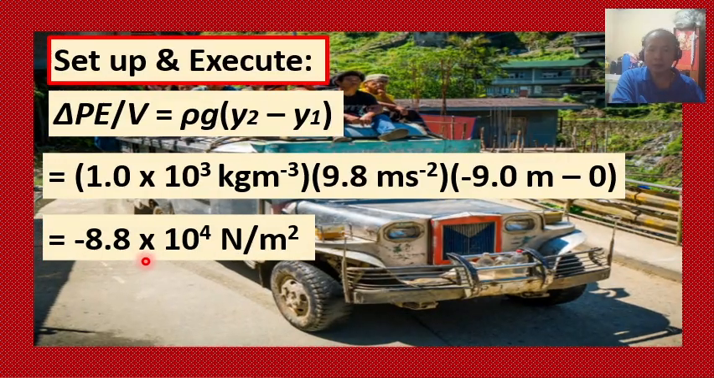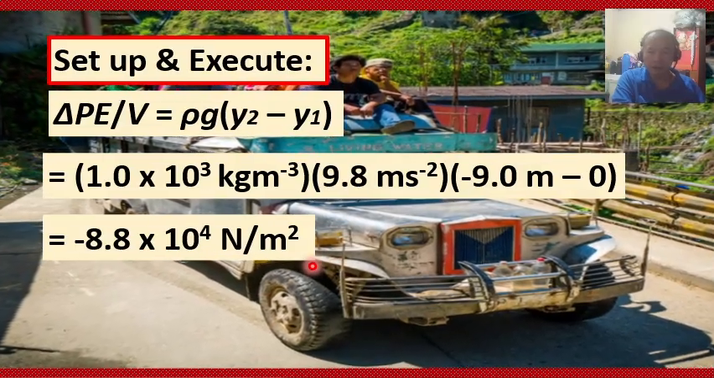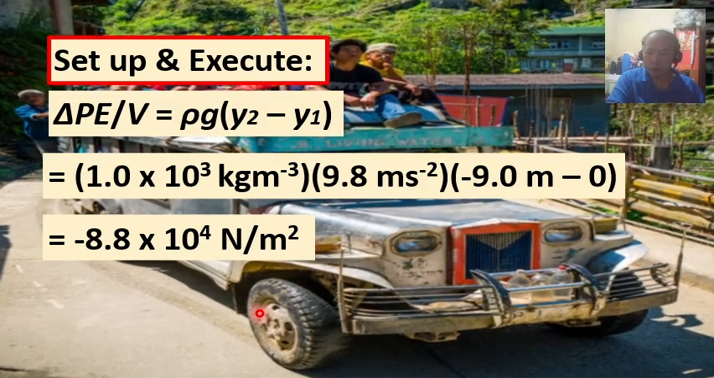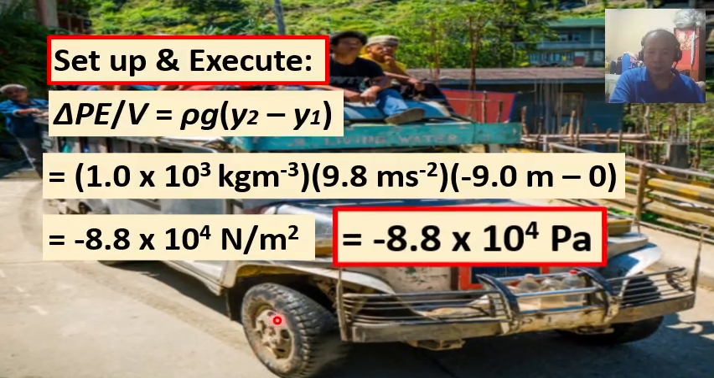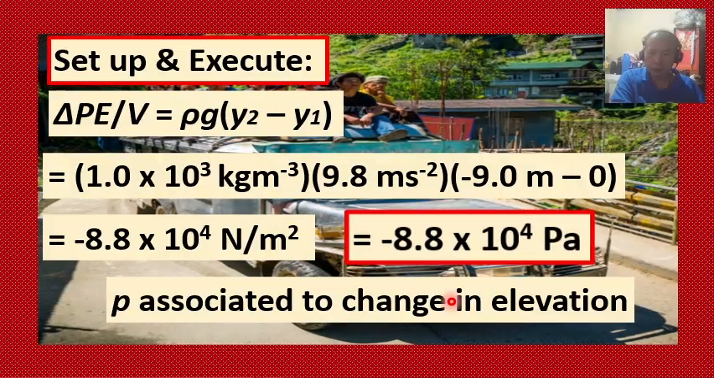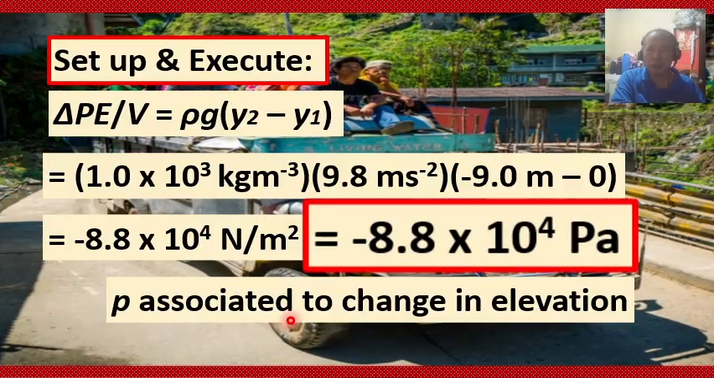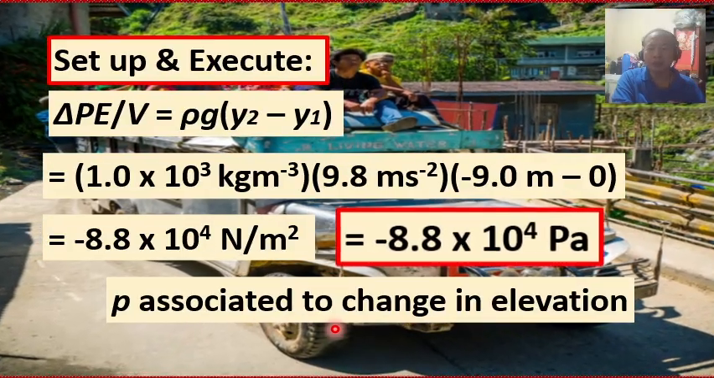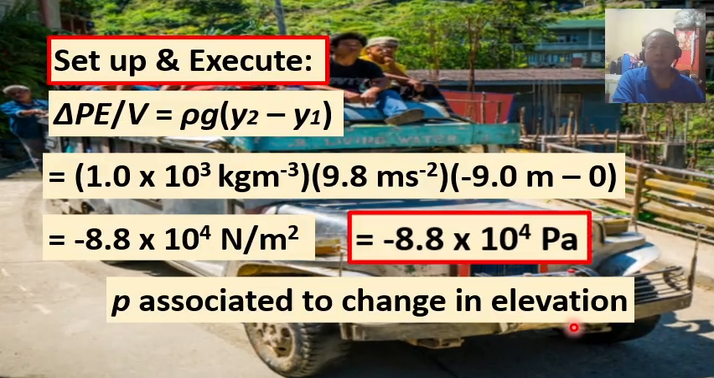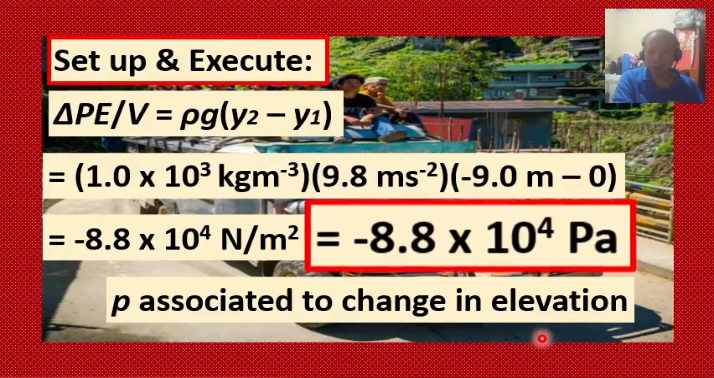So when you do our math, of course, we get negative 8.8 times 10 raised to the fourth power Newton per meter squared, or the unit can also be Pascal. So the delta PE per unit volume is equal to negative 8.8 times 10 to the fourth power Pascal, which is the absolute pressure associated to the change in height or elevation of the given volume of water.